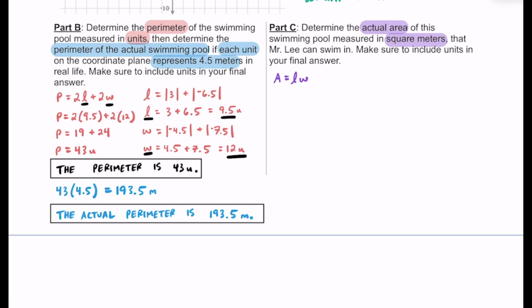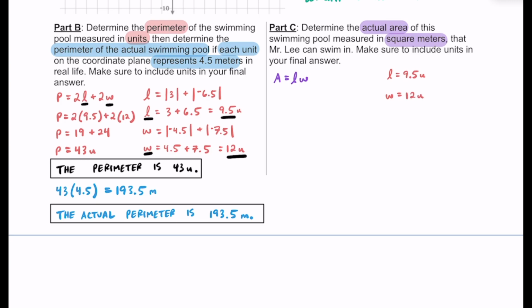Now, in our case here, we can go ahead and figure out the area pretty easily with the measurements in units, but we need to make sure we can figure out what these are in meters, right? So let's go ahead and remember what our measurements were. So we said that the length was 9.5 of these units. And we said the width earlier was going to be that 12 units, right? That's just going to be in units though.